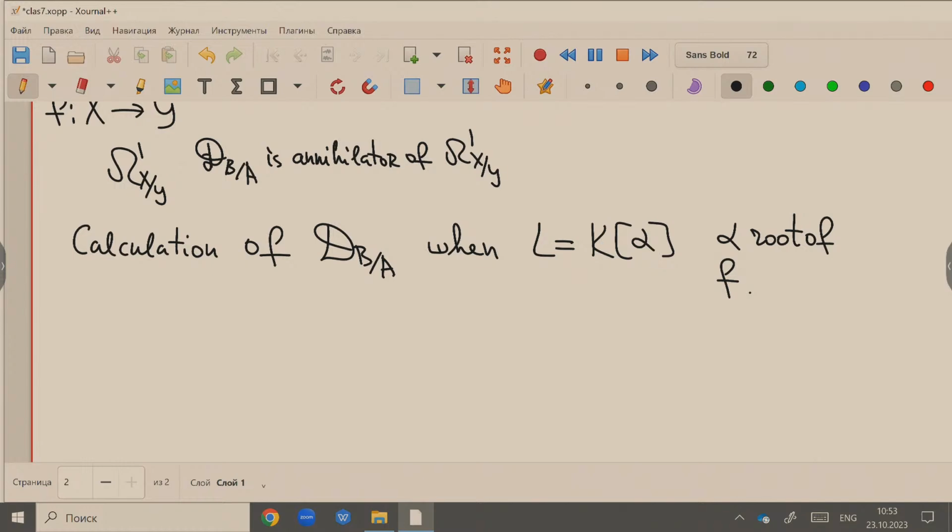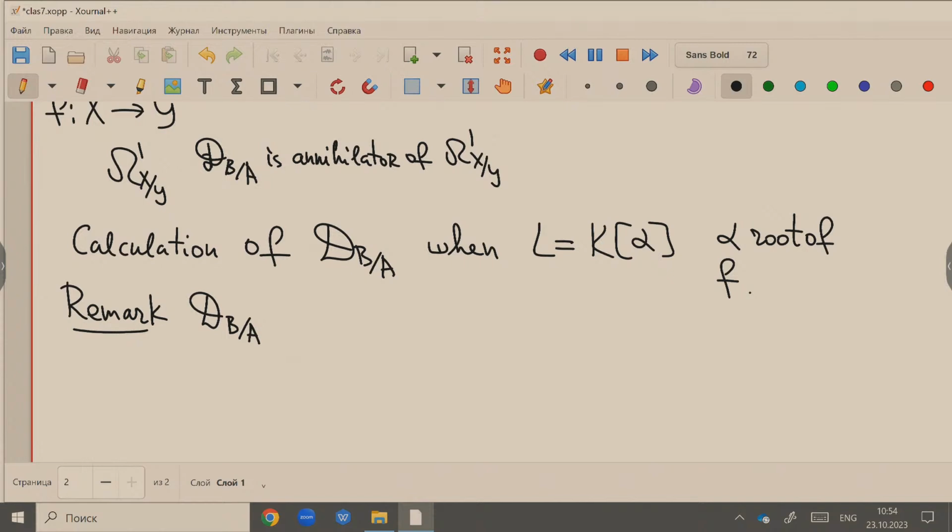So in our case, we noticed that in some cases the extension was obtained only by adding one element. Also remark that the different behaves well under localization. So d of B over A behaves consistently under localization.